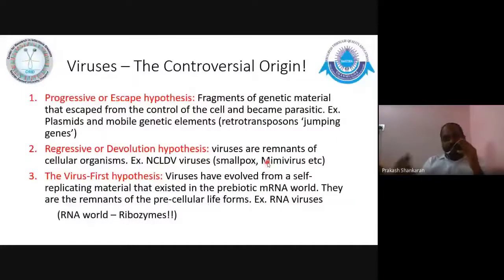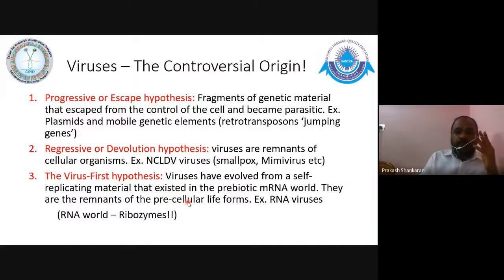The first two hypotheses assume that the cellular life form is already present, either one from which the virus came out, or from outside of which the viruses came inside. What if there is an alternative idea that says that the viruses were the first ones, before all these bacteria, archaebacteria or eukaryotic cells? What if these viruses are the origin of all these life forms that you see now? Yes, there is very interesting supportive evidence for this theory also, and this third one is getting more and more evidence and proof. It's very interesting, because viruses have evolved from a self-replicating material.